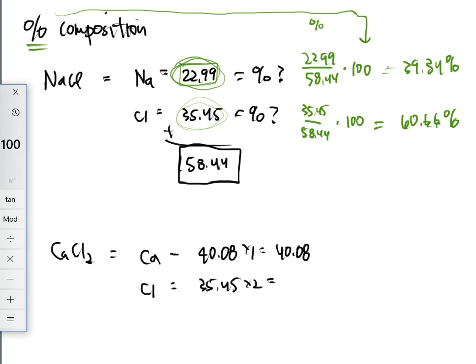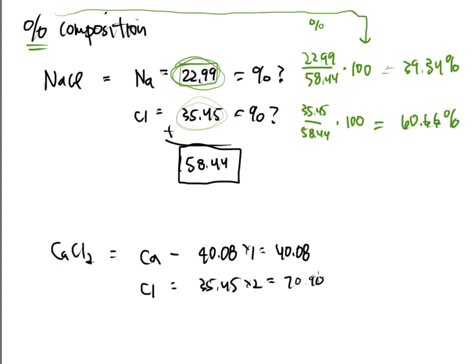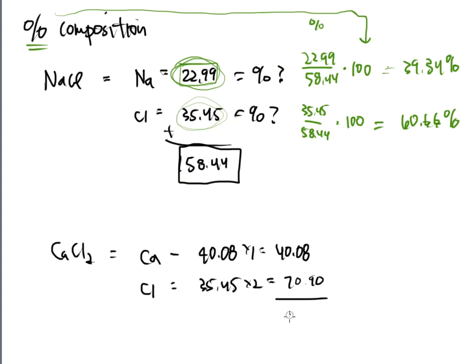And then chlorine, there's a 2 there, so I need to multiply by a 2. Okay, so I'll bring the calculator up so you can see where the numbers are coming from. So 35.45, and I'm going to multiply by a 2, and that gives me 70.90. All right, so 70.90 is the total weight from chlorine. So I do a formula weight calculation just like above, right? 70.90, and then I've got 40.08. I've calculated the formula weight of the compound, so that's 110.98. Pretty good.